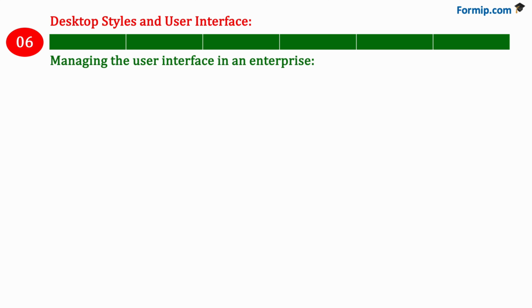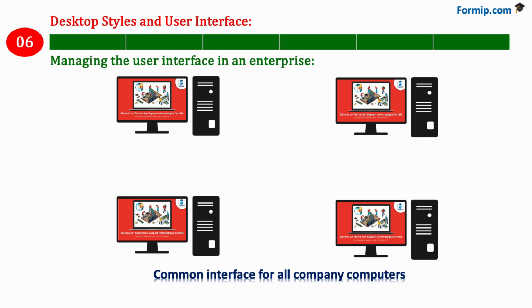Desktop styles and user interface. Before we end the course, we're going to talk about the GUI. On the business side, the Office style is standardized. That is, the user interface is common for all computers in the company. Remember what we saw at the beginning of the course?